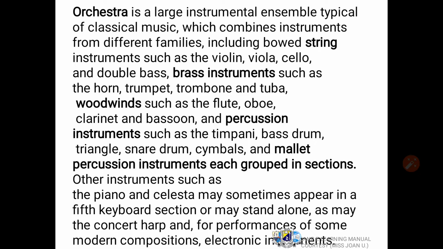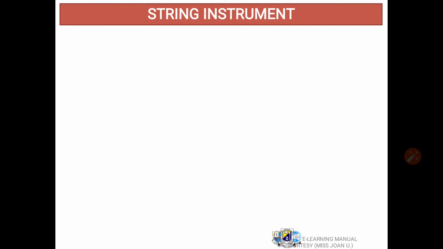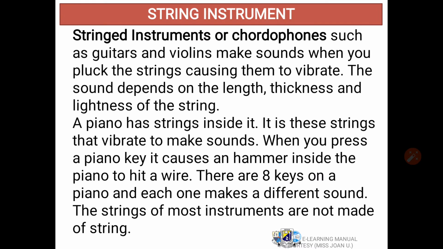All right. Other instruments such as your piano and celesta. So we'll look at more of these as we proceed. Now, the actual number of musicians employed in a given performance may vary from 70 to over 100 musicians, depending on the work being played and the size of the venue. We are talking about the orchestra, all right? If you watch the movie titled August Rush, you will understand what this means, and then you appreciate music as well. So let's start talking about each of these instruments.